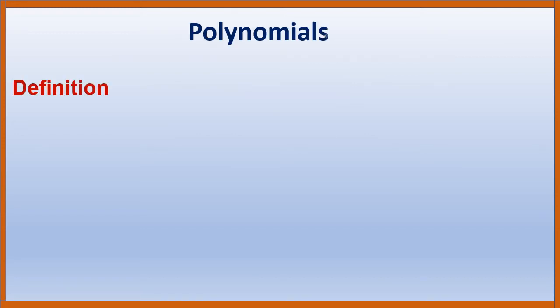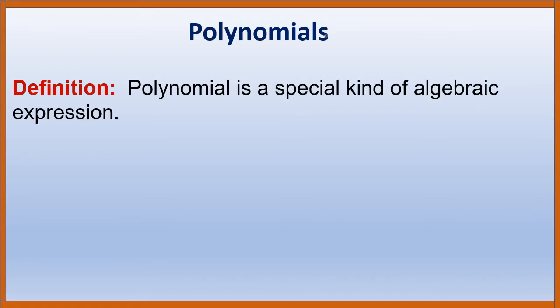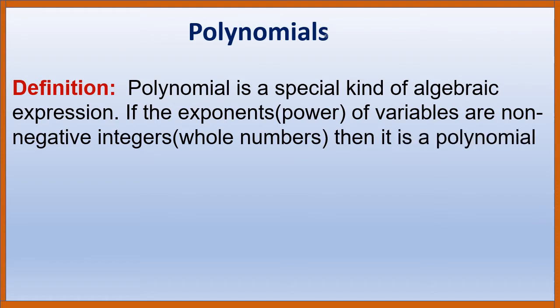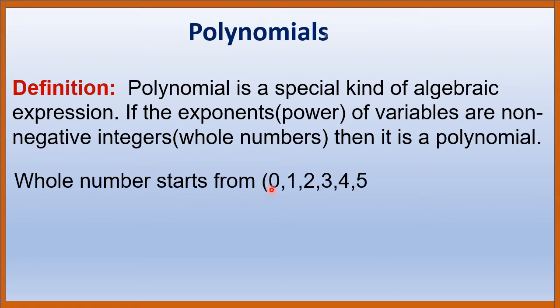Polynomials. A polynomial is a special kind of algebraic expression. If the exponents or powers of variables are non-negative integers or whole numbers, then it is a polynomial. Here, the power of a variable should be a whole number. Whole numbers start from 0, 1, 2, 3, 4, 5 and so on. Right?